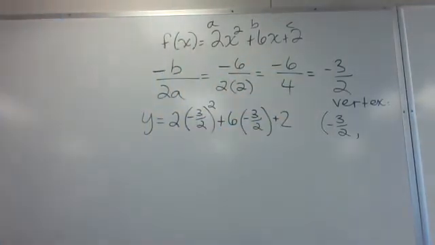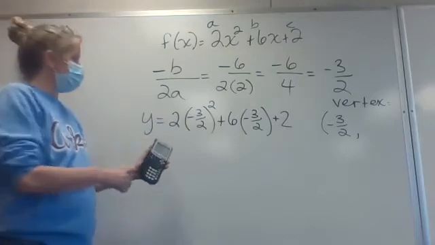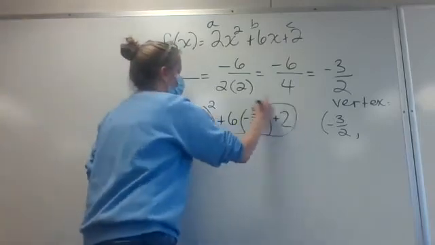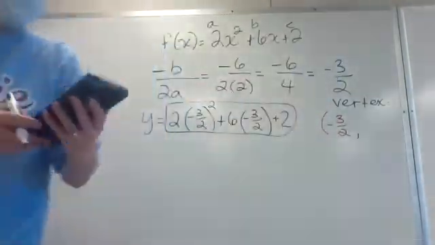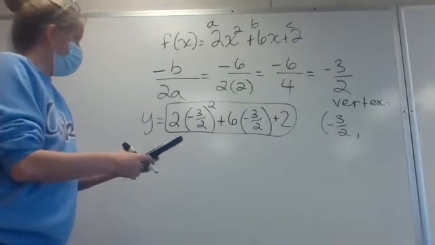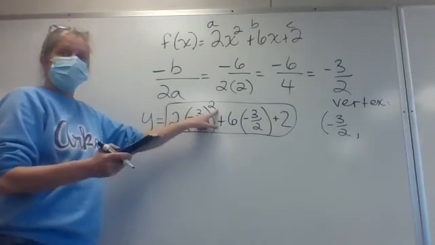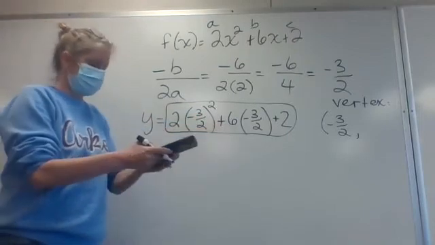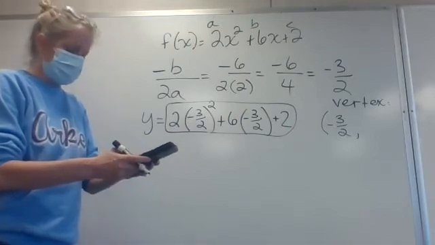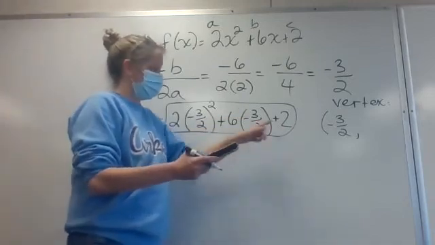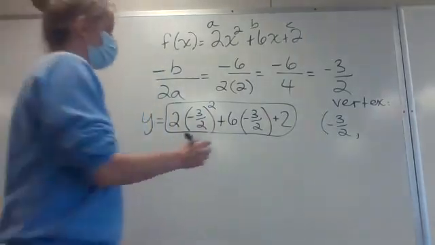Now I'm just going to go to my home screen on my calculator. Since I don't want to do all this by myself, you can type this right here just into your home screen, exactly like you see it, and hit enter. So what do I have first? 2, open parentheses, -3 over 2, close them, square it, so squared button, plus 6, open parentheses, -3 over 2 again, close them, plus 2. So when I type that in, it tells me negative 2.5.